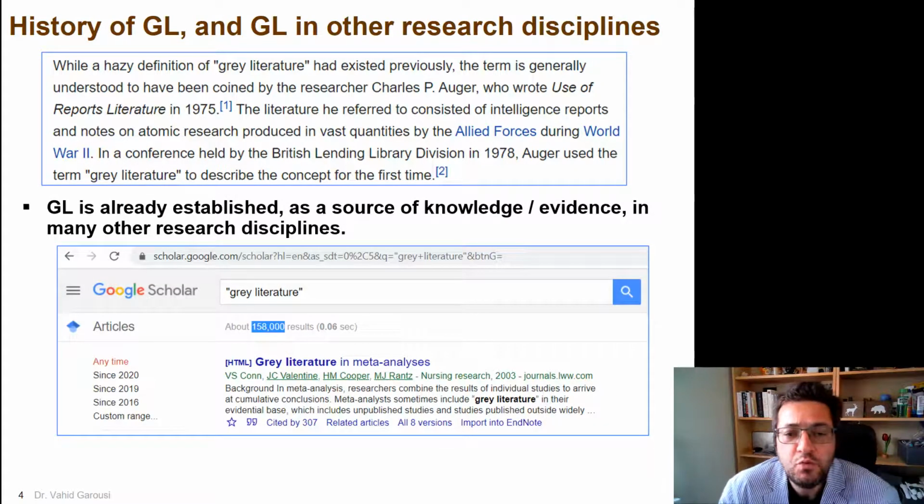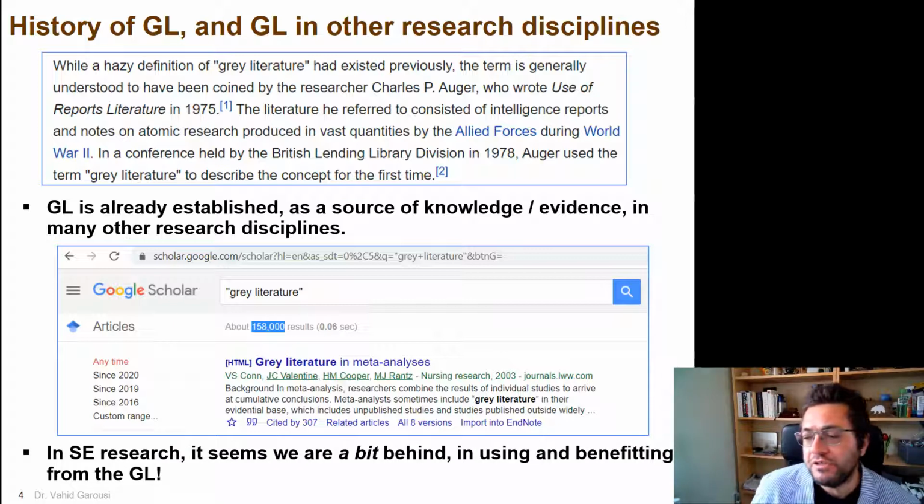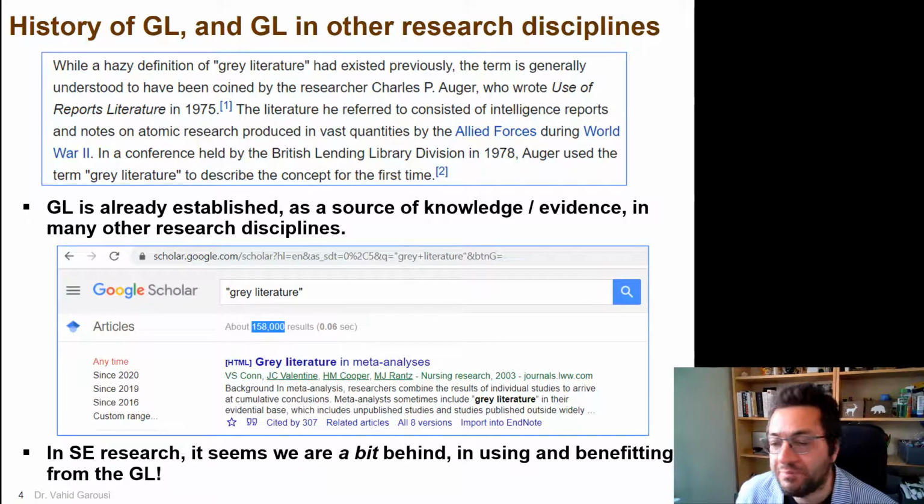GL is already established as a source of knowledge and evidence in many other areas of science. If you do a Google Scholar search for gray literature, more than 158,000 hits are showing. I think in software engineering, we are a bit behind in using and benefiting from GL material. Of course, many good works have started, and many researchers are using GL in software engineering, but I think much more can be done.